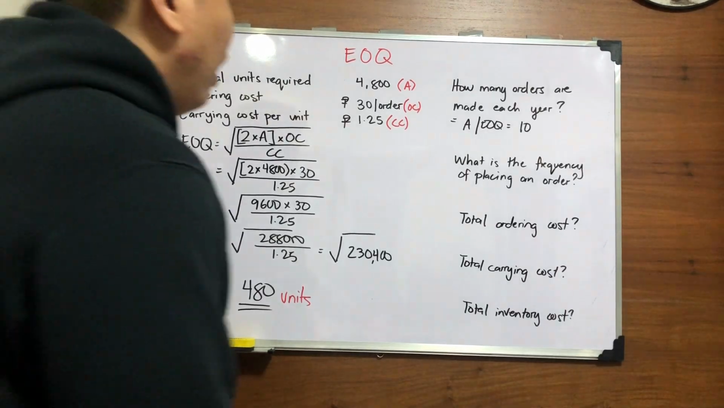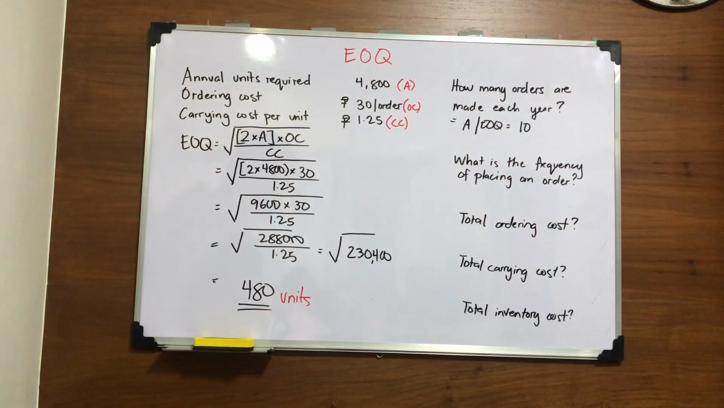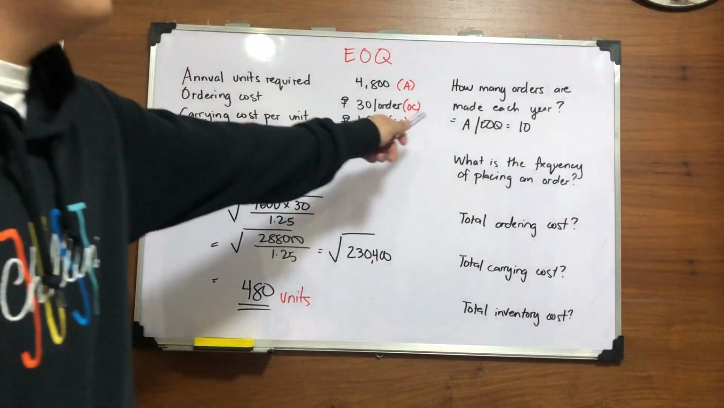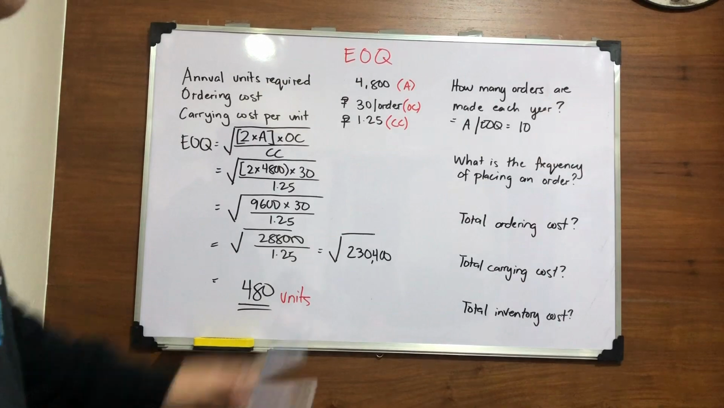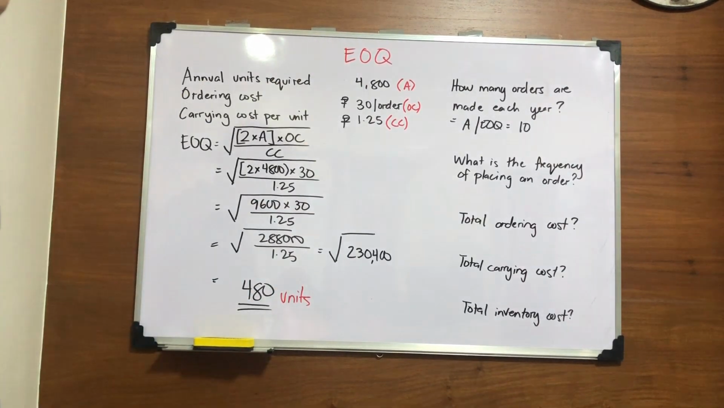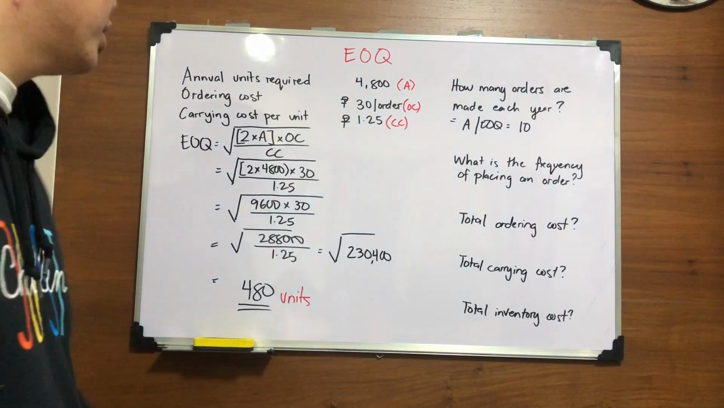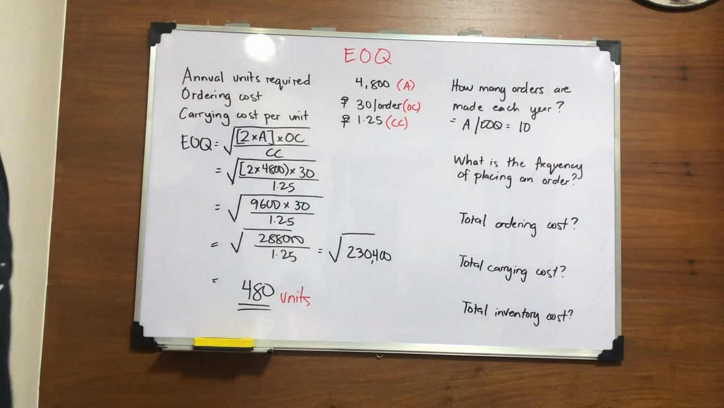Your EOQ, yeah, you would get 10. How many orders are made each year? You will order 10 times. Okay? You will order 10 times for the year for you to be able to satisfy your annual units required. Since every time you order, you only purchase 480 units, you have to do it 10 times in order to satisfy this requirement. Okay?